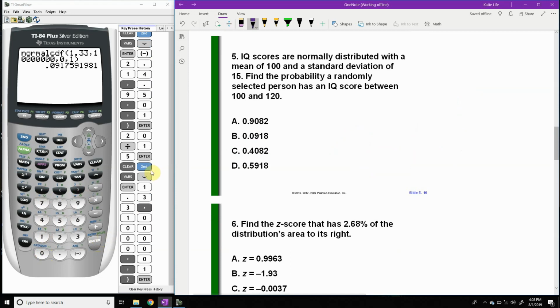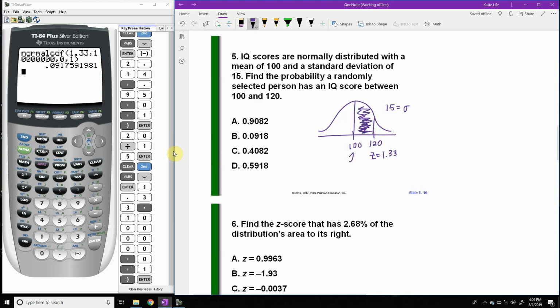Number 5. Same situation, IQ scores are normally distributed with a mean of 100 and a standard deviation of 15. Find the probability a randomly selected person has an IQ between 100 and 120. Well, I just figured out that the z-score for 120 was 1.33, right? And if the mean is 100 and I'm looking to find the proportion, or percentage of people that are between 100 and 120, that's going to be this area right in here.